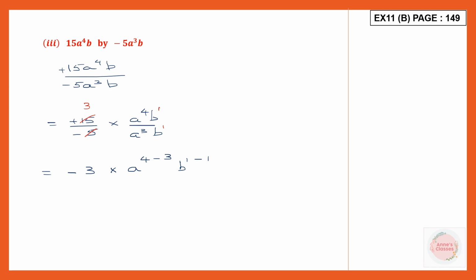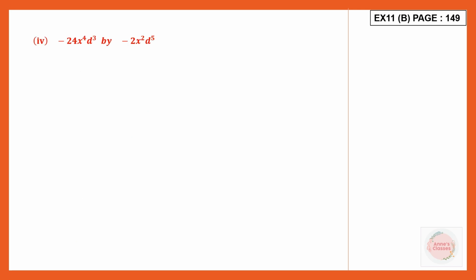Now let's simplify this. This becomes minus 3 into a to the power of 4 minus 3, which is 1, and b to the power of 1 minus 1, which is 0. Now anything to the power of 0 will be equal to 1. So this is minus 3 into a into 1. So this is minus 3 into a, which is minus 3a, which is our final answer.